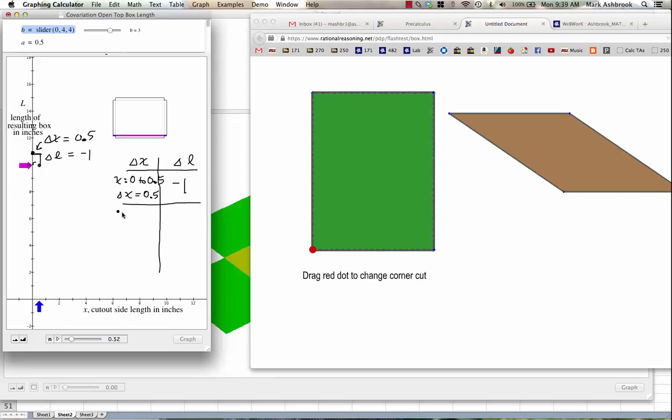Okay, I'm going to do it again. I'm going to go X from 0.5 to 1.